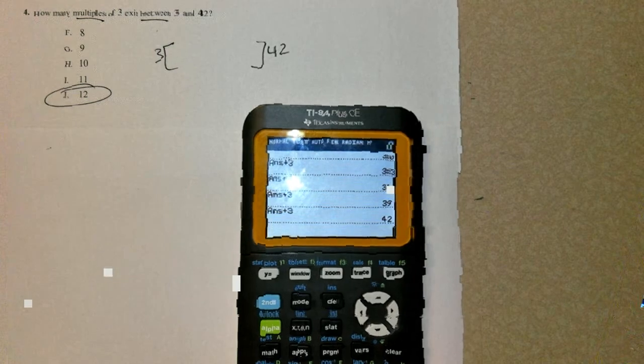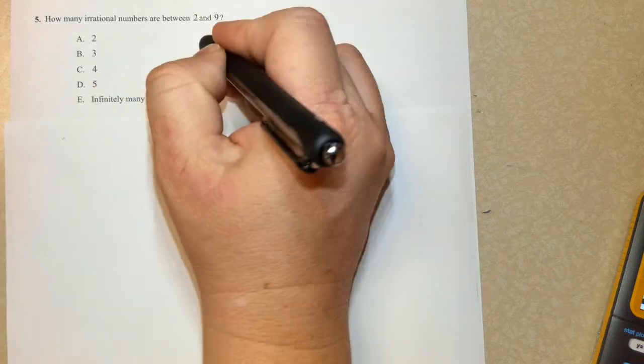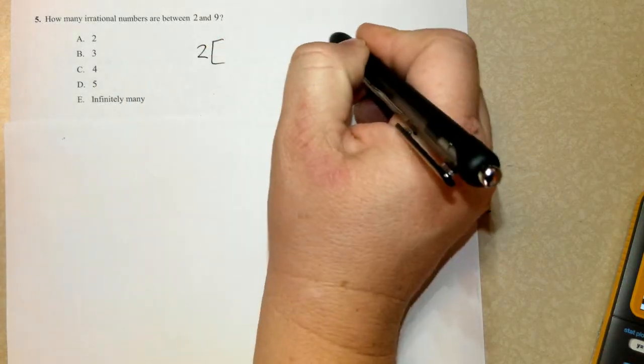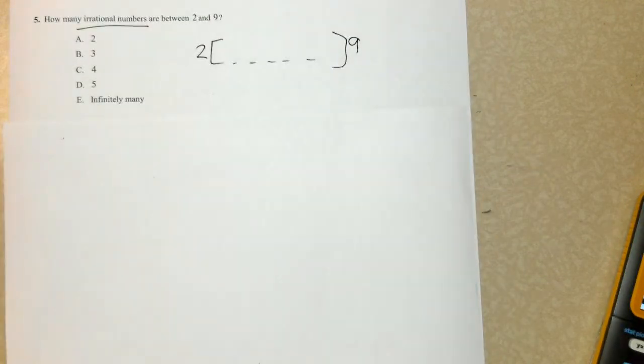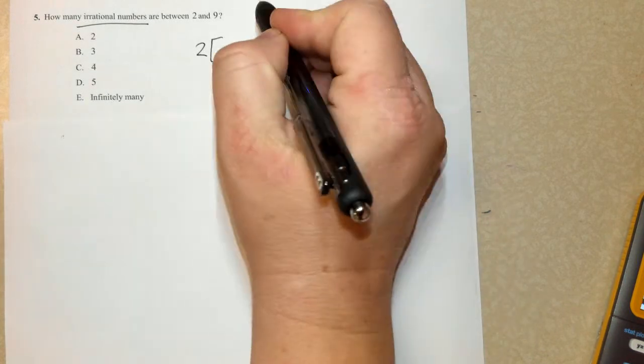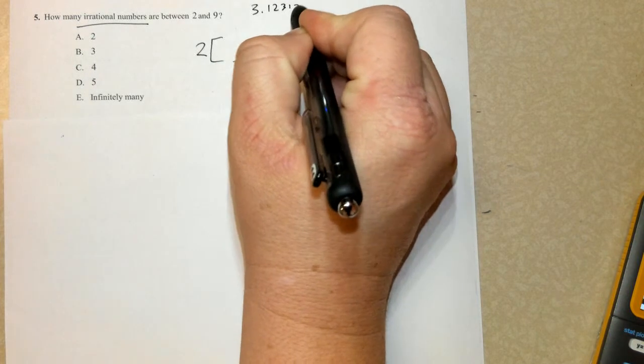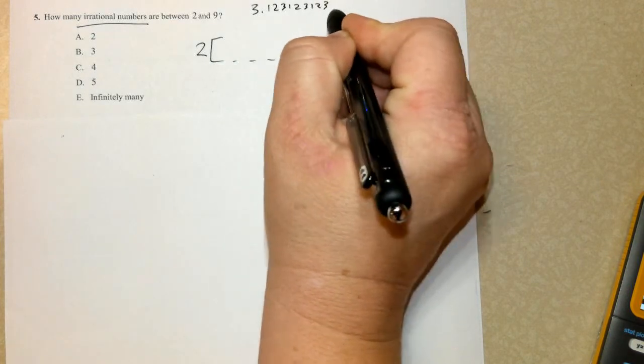How many irrational numbers are between 2 and 9? So between, not including 2, not including 9. Now, what the heck is an irrational number? An irrational number is a number that's a decimal that's ongoing and has no pattern to it. So like 3.123, 123, 123. Okay, I can predict the next number.